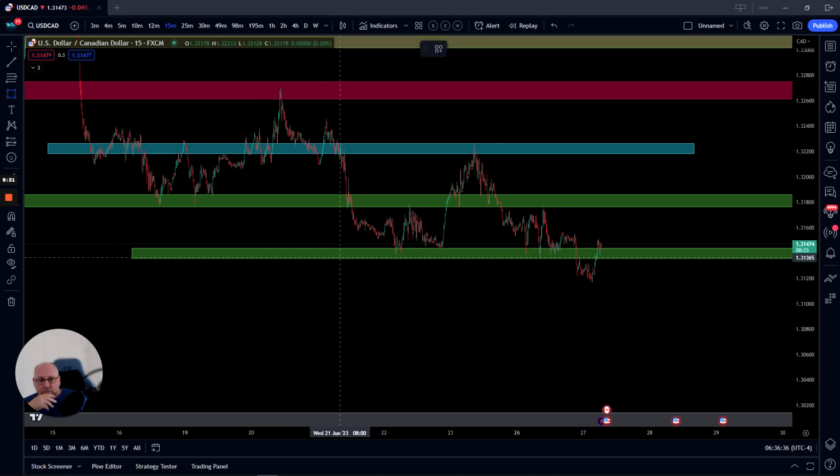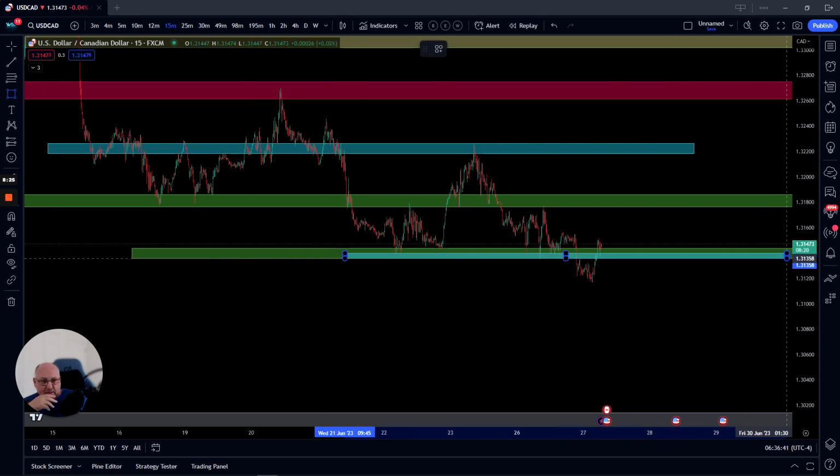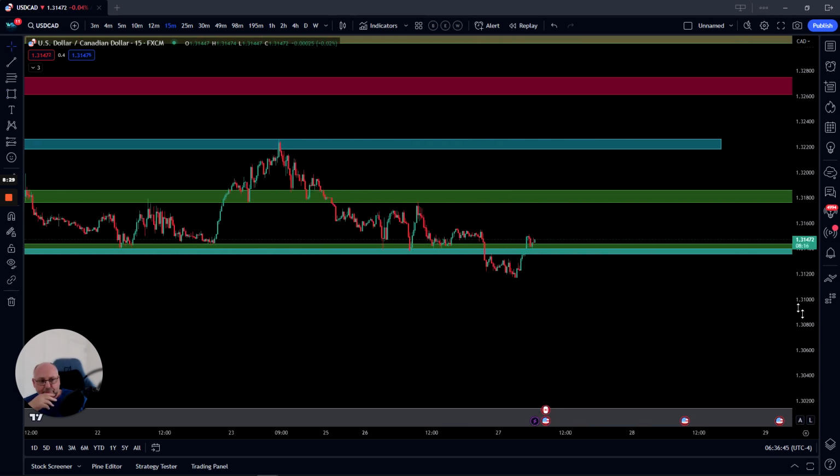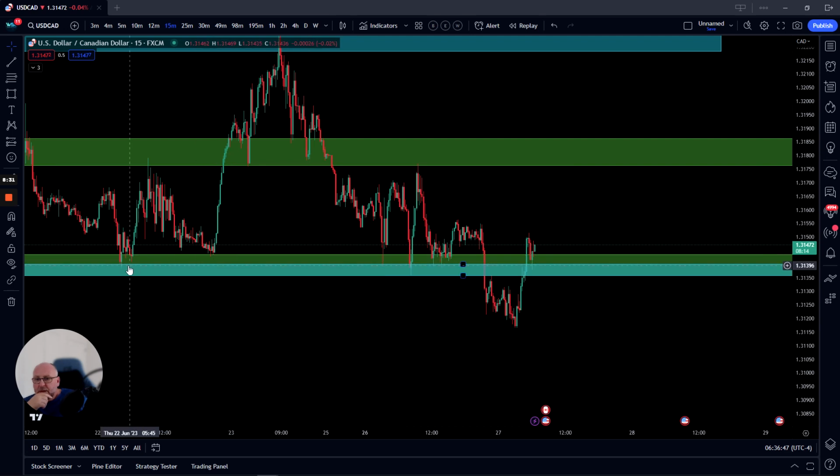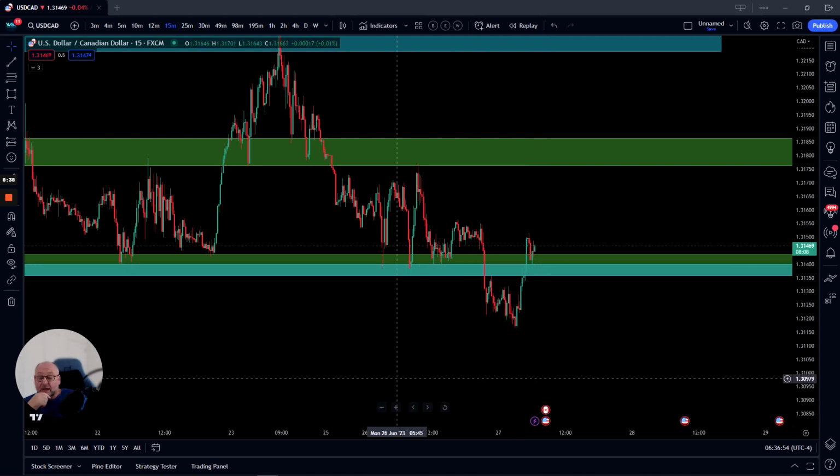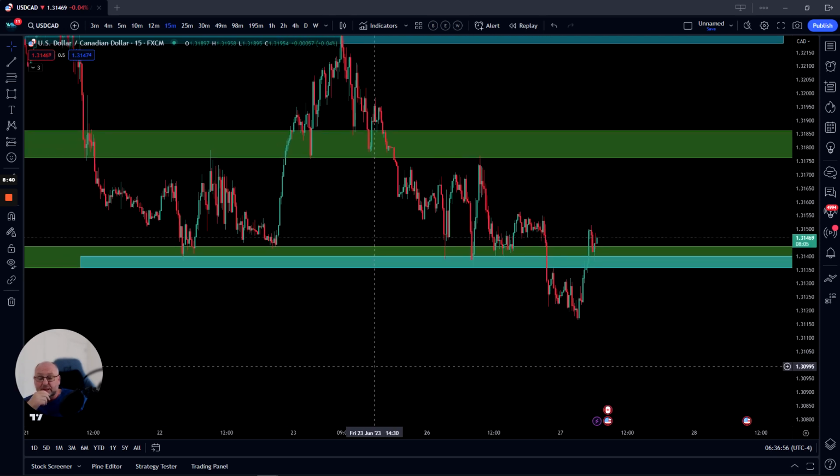And again, if we go really micro here, we've got a really strong 15-minute in the bottom of that 30-minute zone as well. If I zoom in here, this point here, this point, the bottom of the zone there, and we've just tipped in there right now. So that's very, very crucial for me.